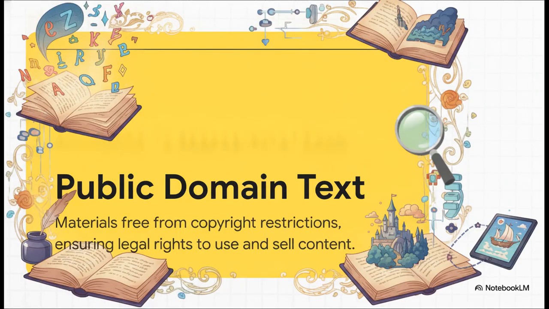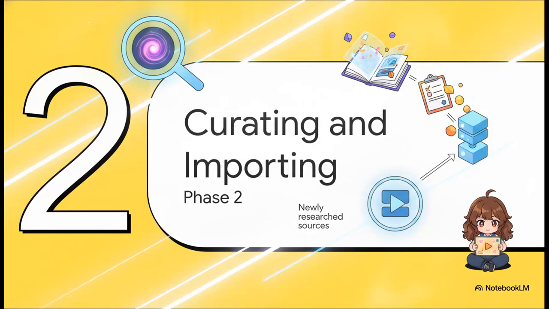Now, the absolutely crucial point here is how you answer Gemini's question about wanting the actual text. You have to specify that you strictly want public domain text. Why? Well, if you're planning to eventually sell access to this app or publish these plots on KDP, you need airtight legal rights, right? Public domain materials are free from copyright restrictions, which gives you the perfect, legally safe foundation for a commercial product. With our prompt totally dialed in, we drop it right into NotebookLM's deep research bar.